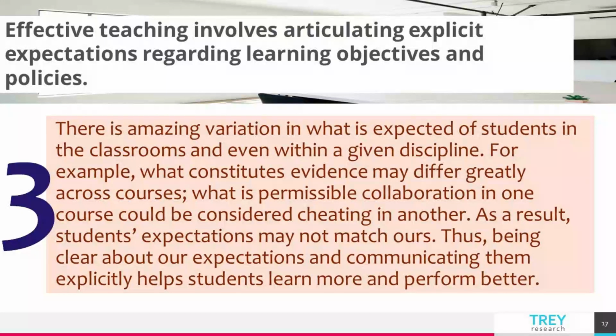Number 3. Effective teaching involves articulating explicit expectations regarding learning objectives and policies. There is amazing variation in what is expected of students in the classrooms and even within a given discipline. For example, what constitutes evidence may differ greatly across courses. What is permissible collaboration in one course could be considered cheating in another. As a result, students' expectations may not match ours. Thus, being clear about our expectations and communicating them explicitly helps students learn more and perform better.